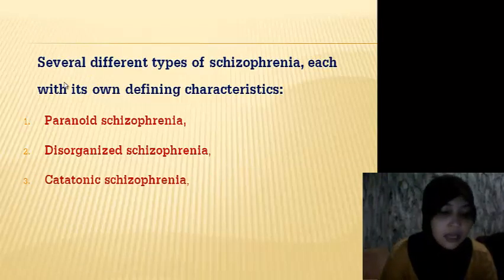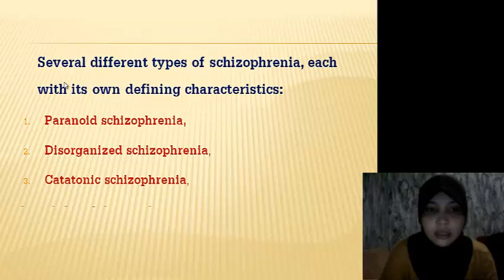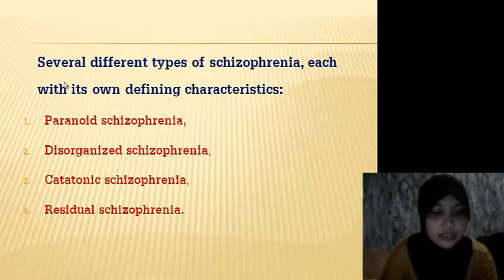The third is catatonic schizophrenia, in which a person is withdrawn, mute, and negative, and often assumes very unusual postures. The last is residual schizophrenia, in which a person no longer has delusions or hallucinations, but has no motivation or interest in life.